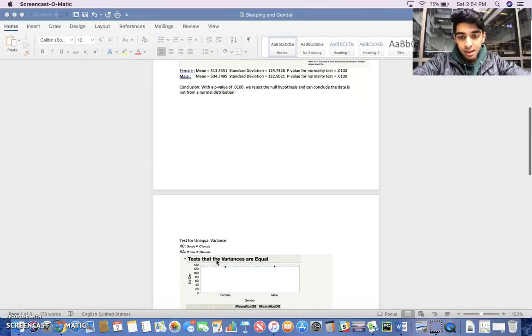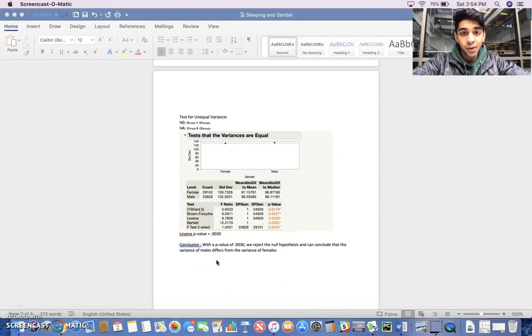So then after that, I did the test for unequal variance, and my null hypothesis was that the variance for males equals the variance for females, and my alternative hypothesis was that the variance for males does not equal the variance for females.